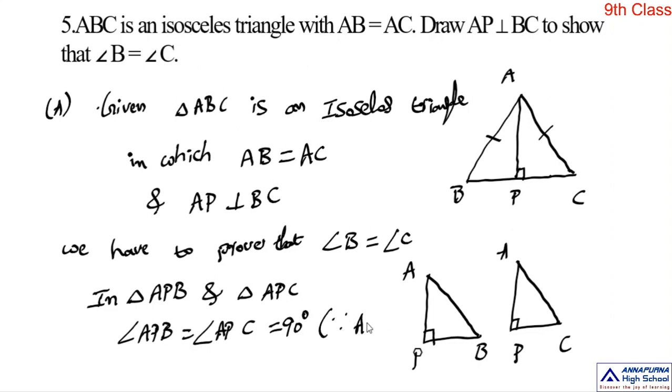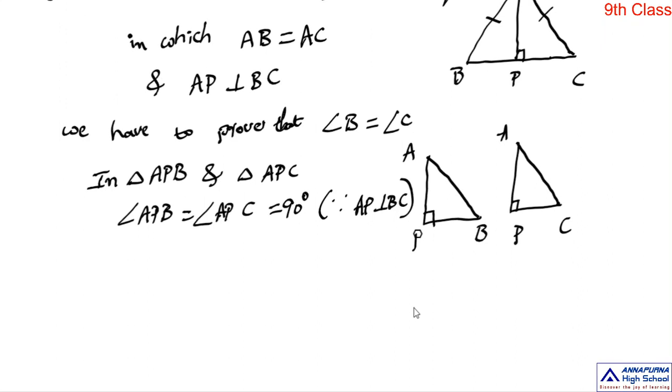Since AP is perpendicular to BC, AP is an altitude of the triangle ABC. Next, the hypotenuse AB is equal to AC. Okay, these two hypotenuses are equal. This is the given condition because ABC is an isosceles triangle.